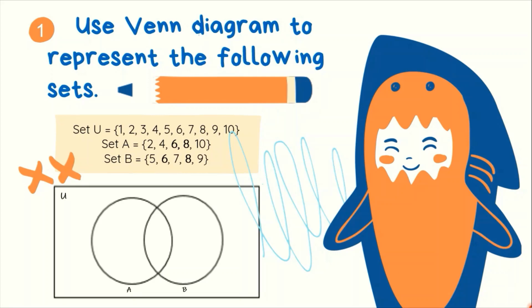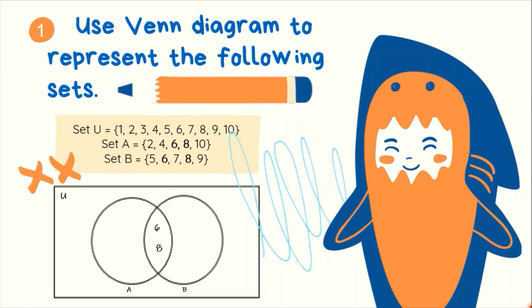From these two sets, which elements ba are common to both of them? So, let's start from there. Pansinin natin which common elements ang meron silang dalawa. We have 6 and 8. Since itong mga numbers na ito ay common to both sets, we will put them sa gitna nila, dun sa part na may overlap yung circle.